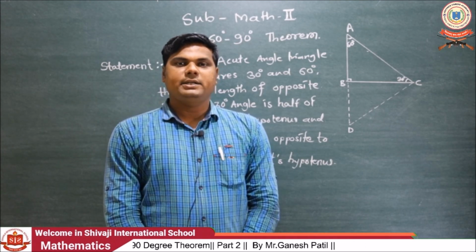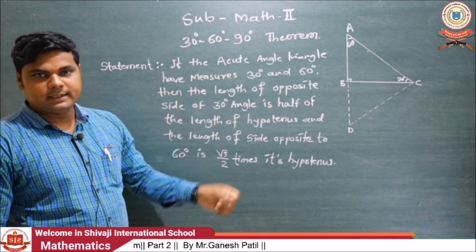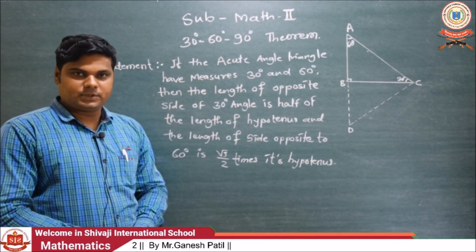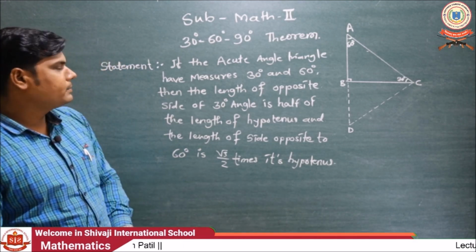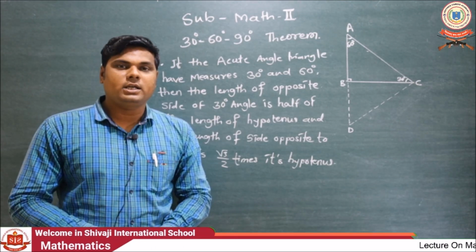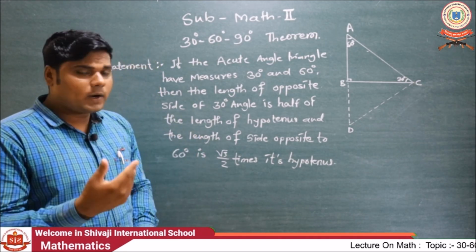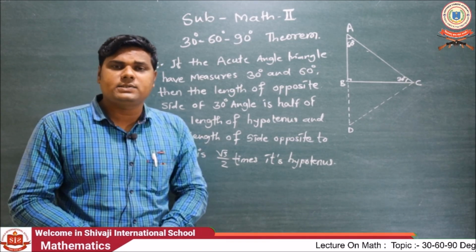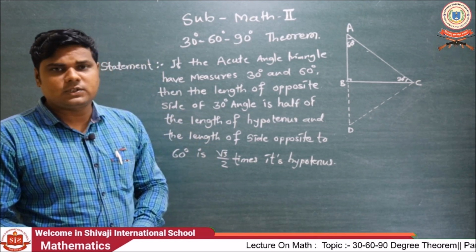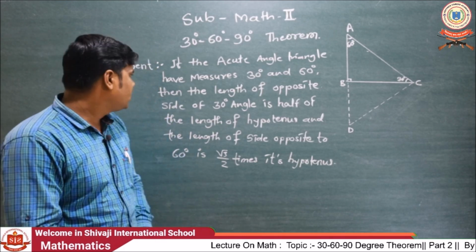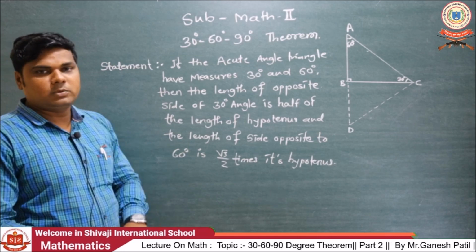Today we are going to discuss the most important topic of geometry, the 30, 60, 90 degree theorem. In geometry there are lots of theorems, and amongst them the 30, 60, 90 degree theorem is one of the most important. What is meant by the 30, 60, 90 degree theorem? We will discuss all the things in that theorem. First, we learn the statement of the given theorem.